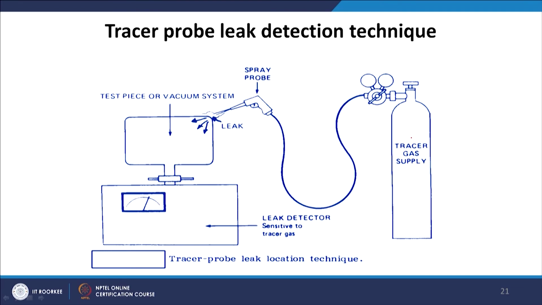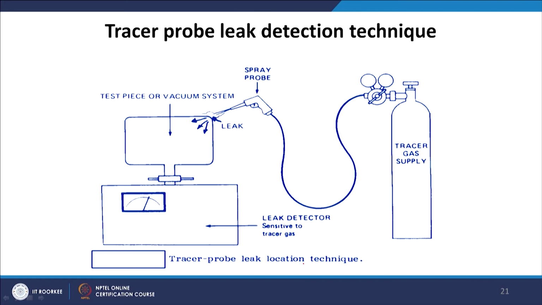Tracer probe leak detection techniques: here there is a tracer gas supply which is connected, let us say a helium or nitrogen gas cylinder, to a tracer probe. Now, this is the chamber on which we want to measure whether there is a leak or not, and let us say there is a leakage here. This chamber is connected to a leak detector which is sensitive to a tracer gas.